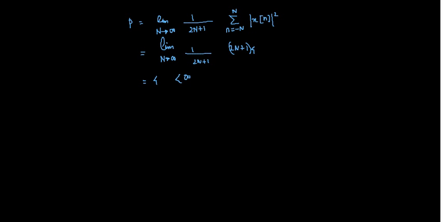Now another example. Consider the signal x of t. Now I will consider a continuous time signal, just to differentiate. Let it be 1 for t from 0 to 1, both included, and equal to 0 otherwise. Calculate.